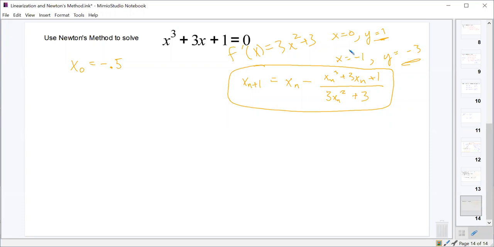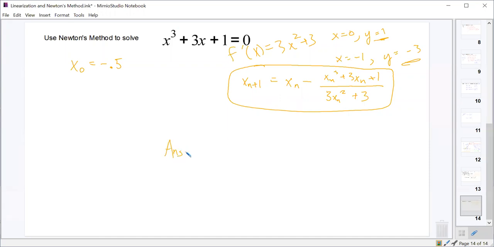Now what you're going to do is type in this function over here: x sub n minus x sub n cubed plus 3x sub n plus 1 over 3x sub n squared plus 3. But anywhere it has an x sub n, you're going to replace it with the answer button, which I believe is second and then the negative sign. Is that right? Second negative sign is the answer button? Yeah. Okay.